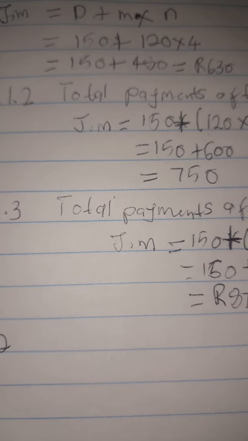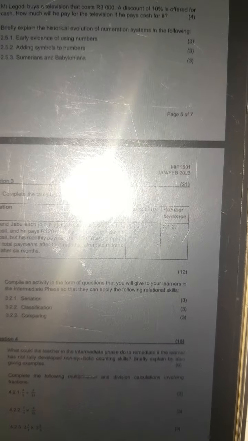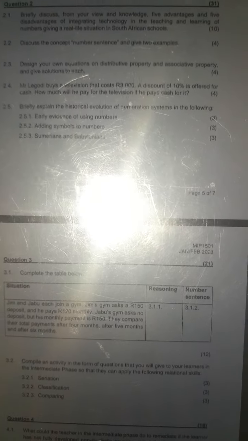Now let's go to 3.2. Let's take a look at the question. At 3.2, compile an activity in the form of questions that you'll give to your learners in the intermediate phase so they can apply the following relational skills: 1, seriation; 2, classification; 3, comparing. Let's put that into practice. This had 21 marks. We are still on January, February 2023. Let's look at our last question in question 3.